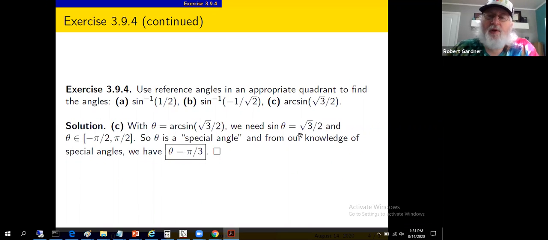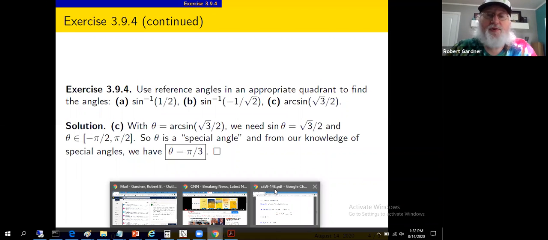And finally, in part C of this one, they want us to find the arc sine of square root of 3 over 2. So we want the sine of theta to be square root of 3 over 2, and we want theta to be in that same interval. This time, positive, acute angle, special angle, it's pi thirds. So let me depend on some knowledge from section 1.6 or pre-calculus or high school about special angles. And there you go in terms of evaluating inverse trig functions.